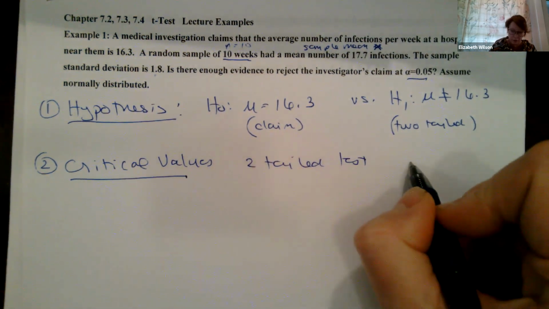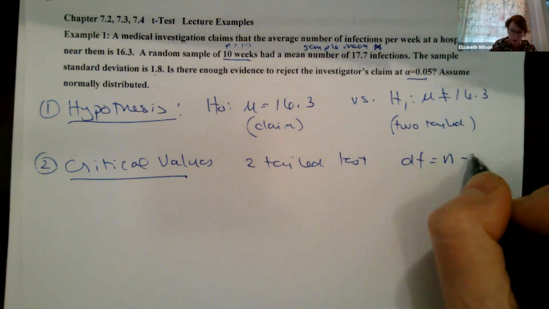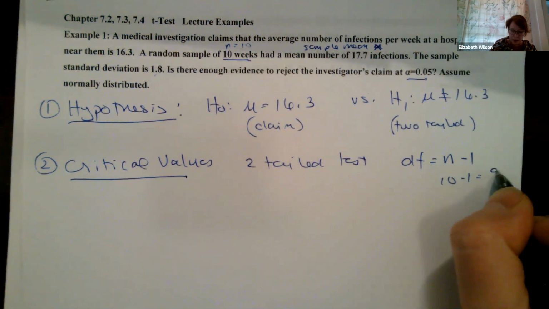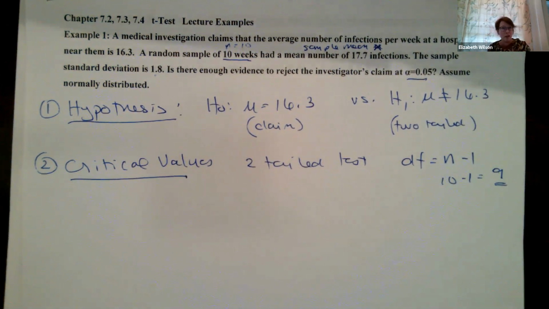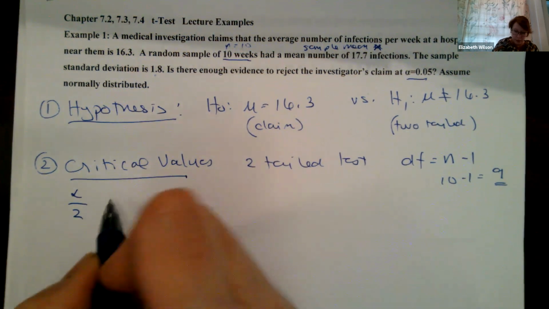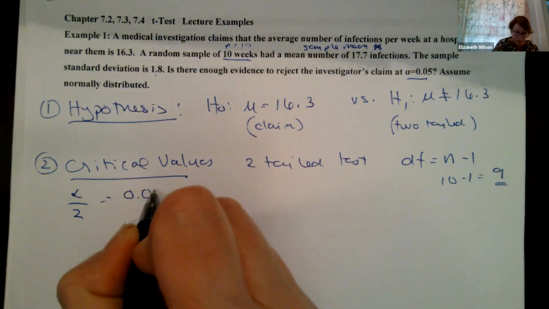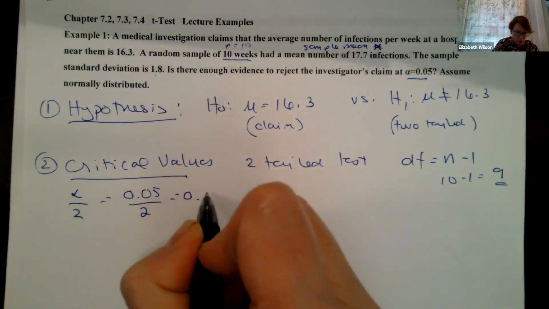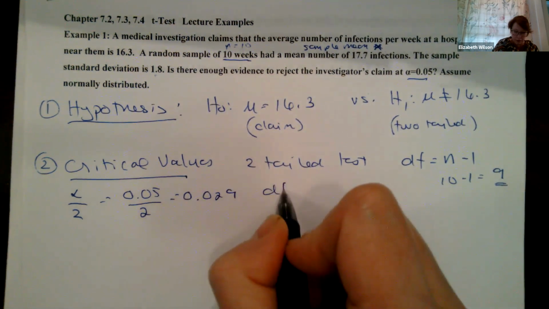Our degree of freedom is n minus 1, so that's 10 minus 1, which is equal to 9. So keep that in mind. We're going to use 9 on our table to look it up. Now I have to take my alpha and divide it by 2. So my alpha was 0.05. I'm going to divide that by 2. I'm going to get 0.025 with the degree of freedom equals to 9.